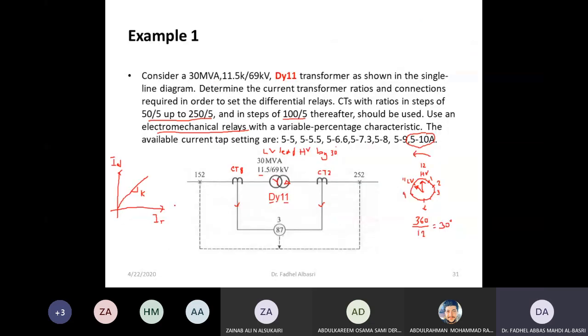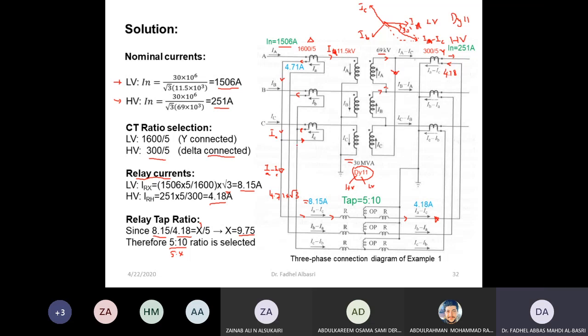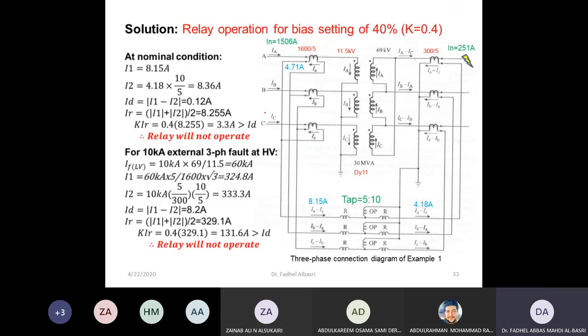The only settings I have now: for transformers we normally choose a 40% slope. If I have an I setting, I choose 20% of the rated current, which is 20% of the secondary nominal I, which is 5. That is the minimum for transformers. So you are done. This is the differential relay.